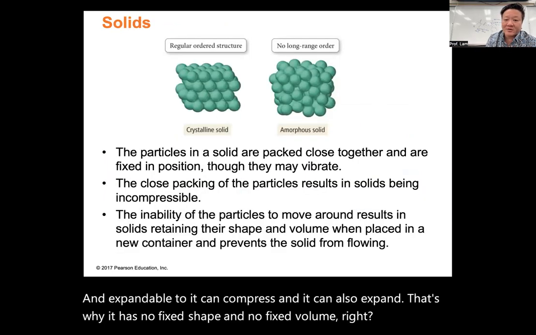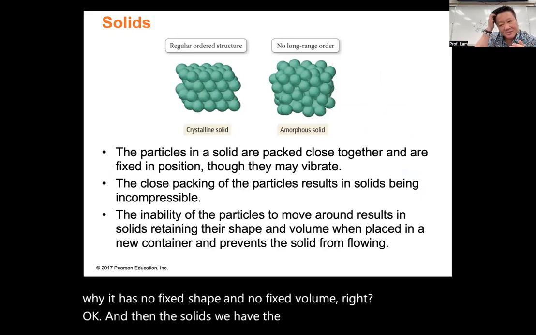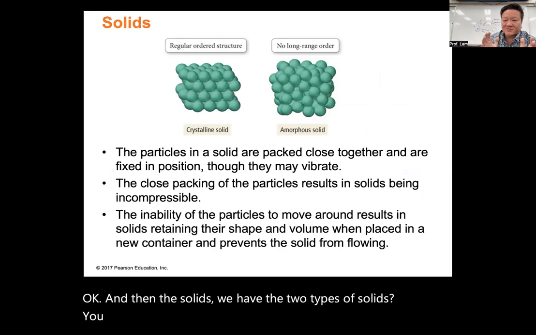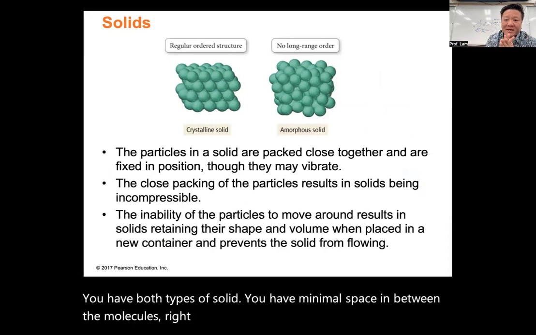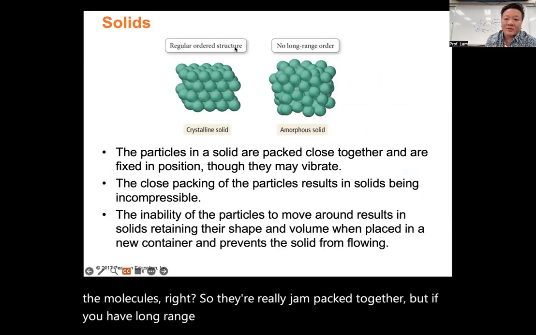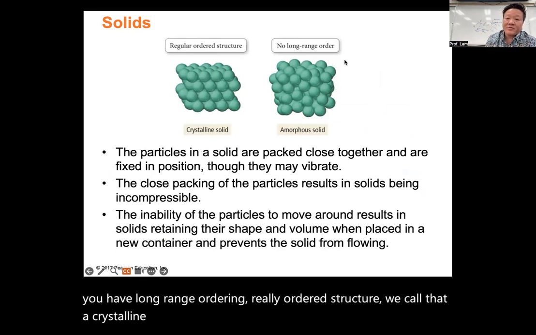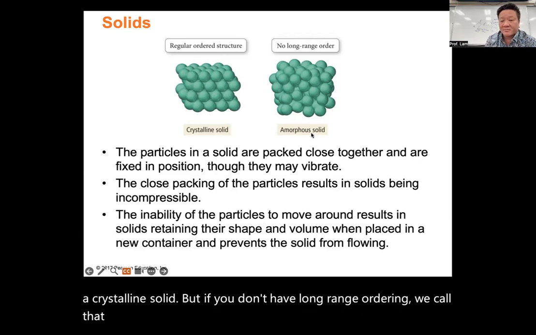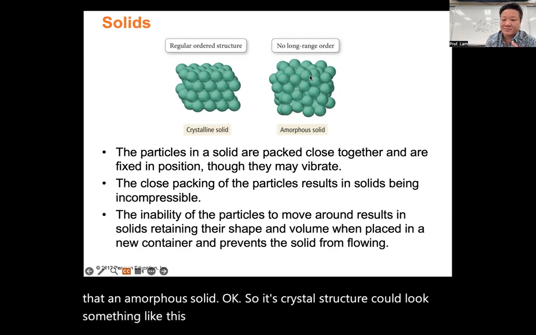Okay, and then the solids. We have two types of solids. In both types you have minimal space between the molecules, so they're really jam-packed together. But if you have long range ordering, a really ordered structure, we call that a crystalline solid. If you don't have long range ordering, we call that an amorphous solid. Its structure could look something like this. You notice this picture looks a lot less orderly than this one.